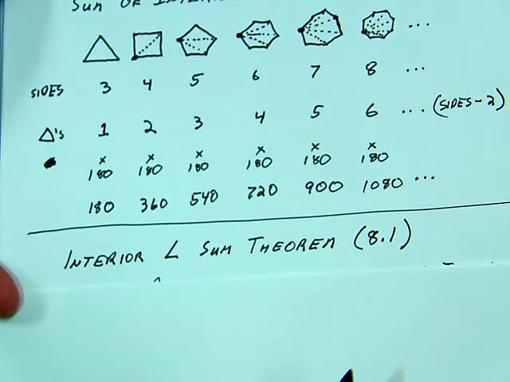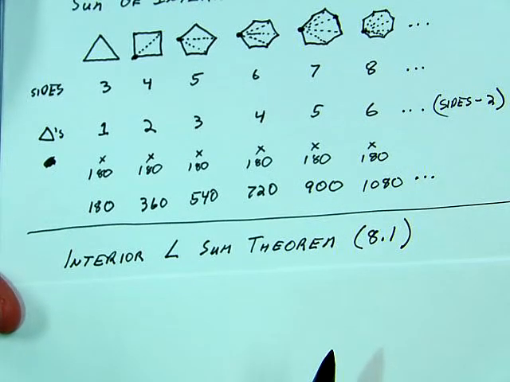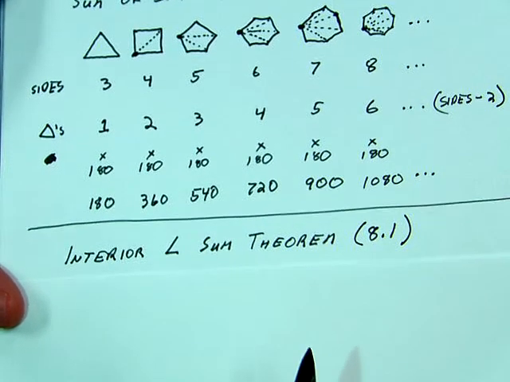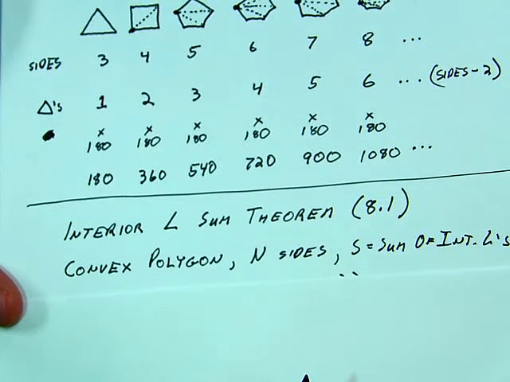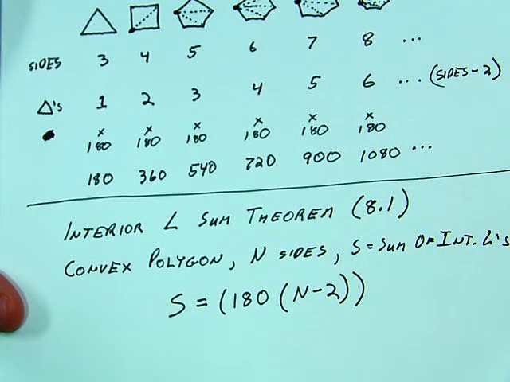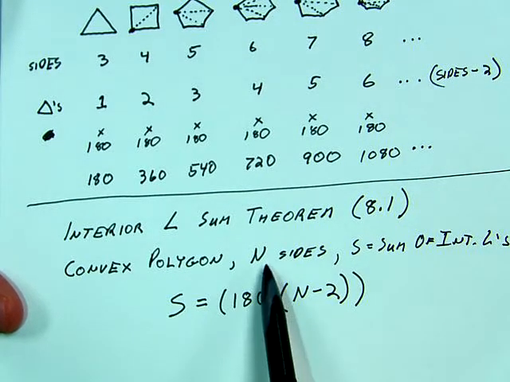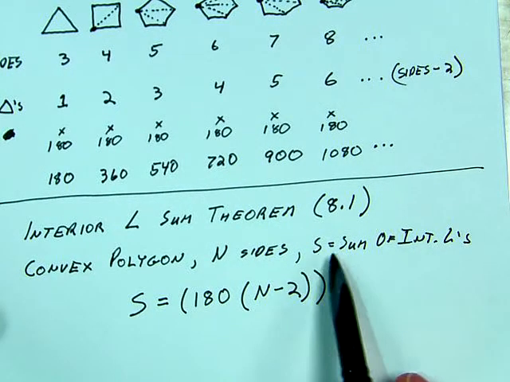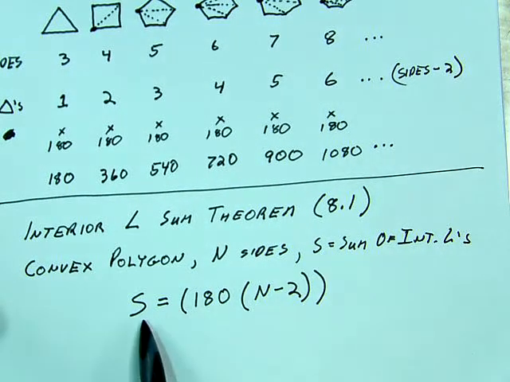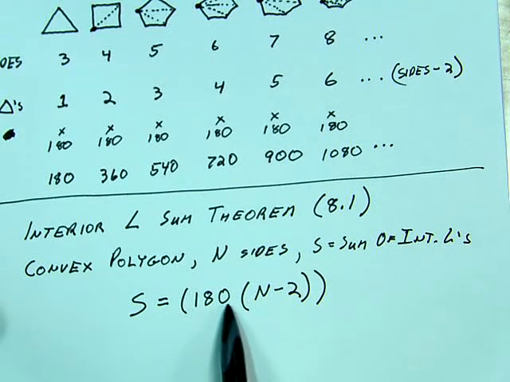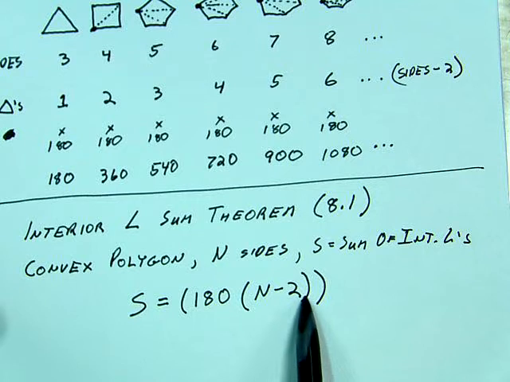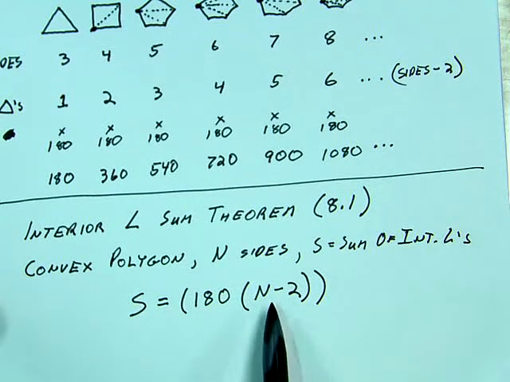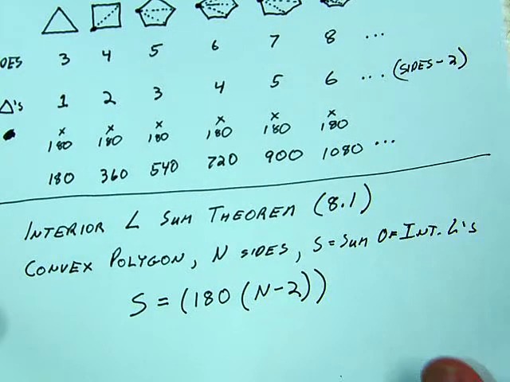What that led us to is the theorem called the interior angle summation theorem, 8.1 in your book. And here it is. If I'm given a convex polygon of n sides, the sum of the interior angles can be called S. Then here's the formula. The S, the capital S, is equal to 180 times n minus 2. And that works no matter what polygon you have. All right, let's look at an example of that.